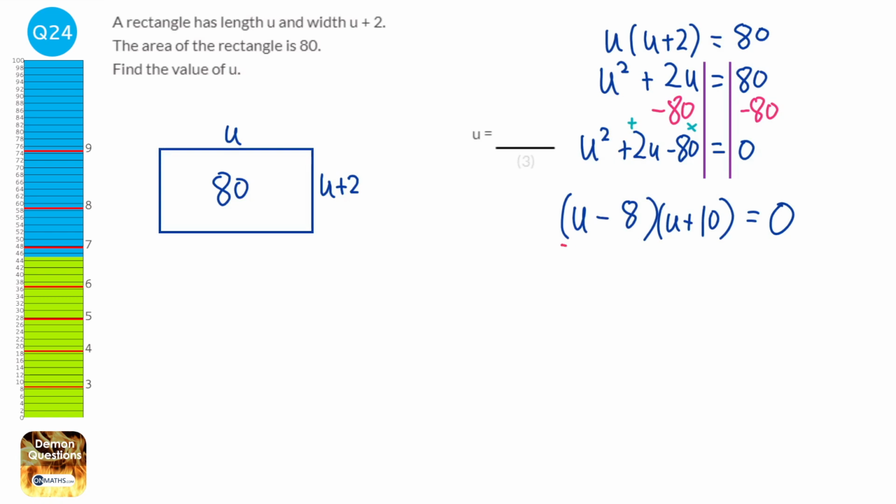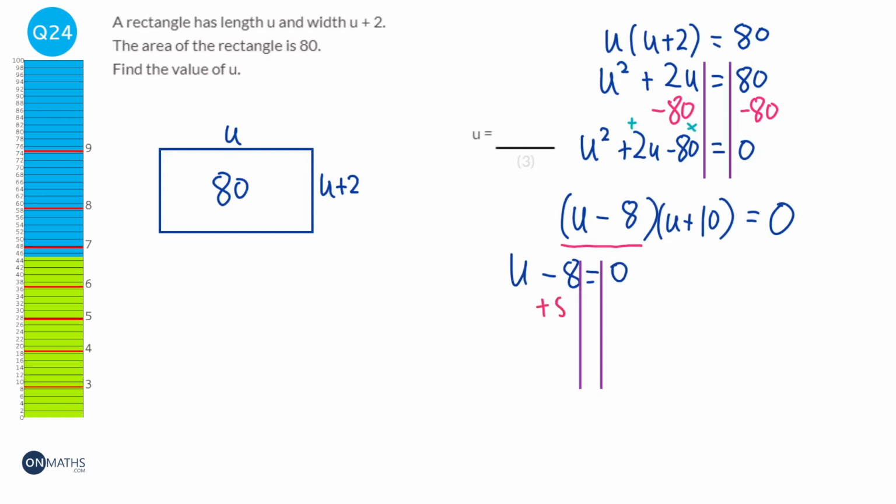Okay, last thing is we get each of our brackets equal to 0. So we can solve them. Let's just do this in normal colour. So u minus 8 equals 0. And let's solve that.